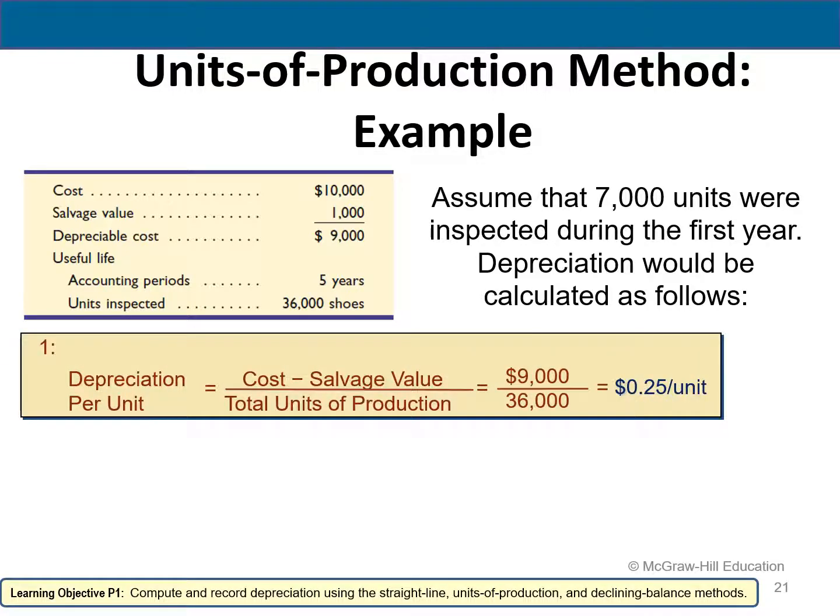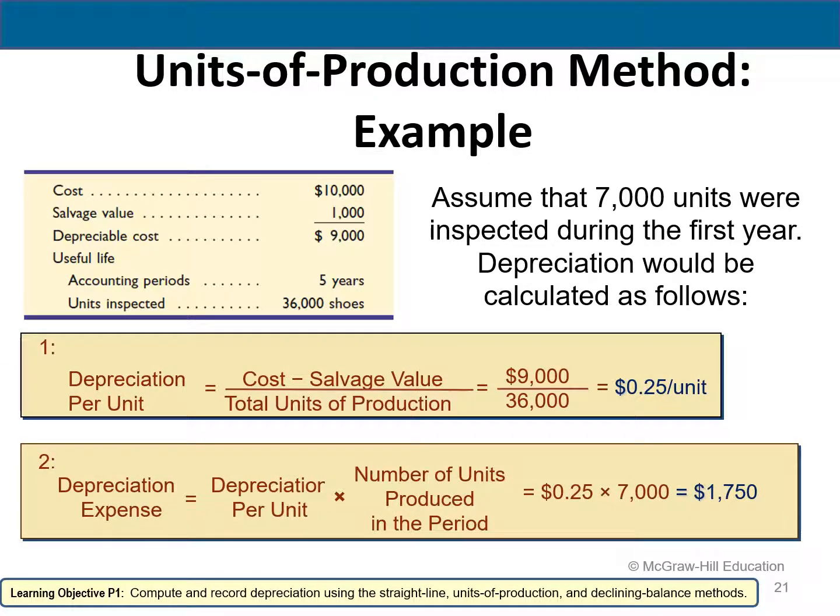So assume 7,000 units were inspected in the first year. Our depreciation per unit is going to be our $9,000 depreciable cost, which is coming from here, divided by our total number of units, 36,000 shoes, which is 25 cents per unit. So then, if they assume that 7,000 units are going to be inspected during that first year, 25 cents per unit times 7,000, our depreciation in that year is going to be $1,750.